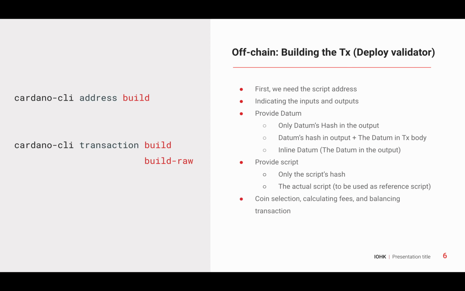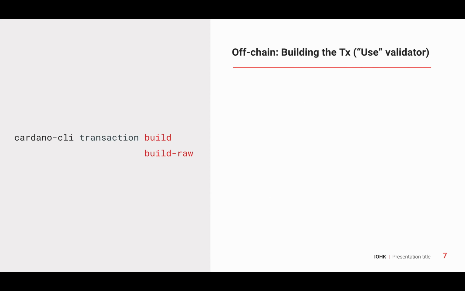Now, let's see how your choices here affect how you write your off-chain code when using this validator. Same as before, we have to indicate the inputs and outputs. But we also have the option to use reference inputs. We could have used reference inputs when deploying the validator, but we didn't have a reason to. Now we have to run the validator and it has to succeed to allow us to consume its UTXO.